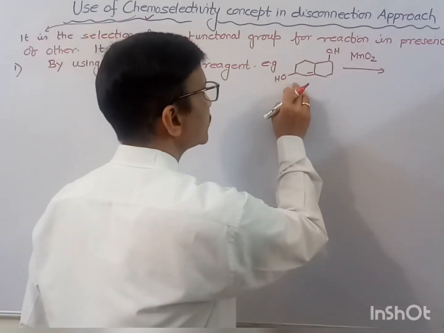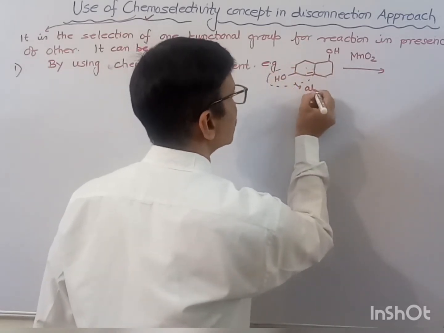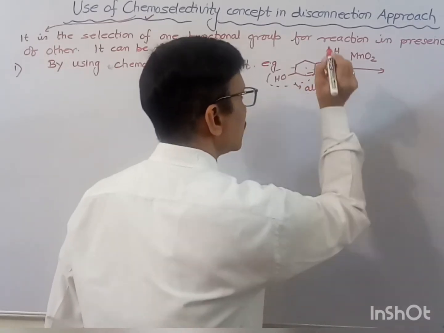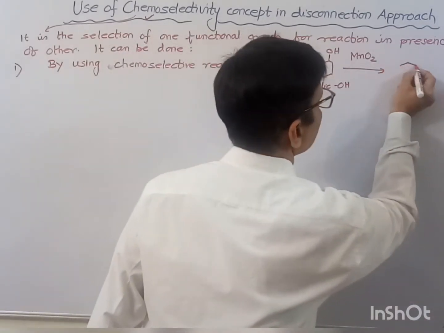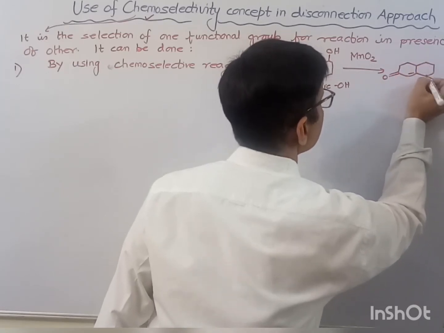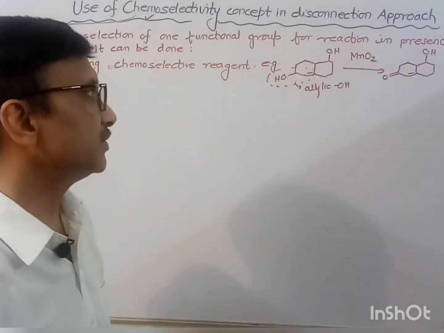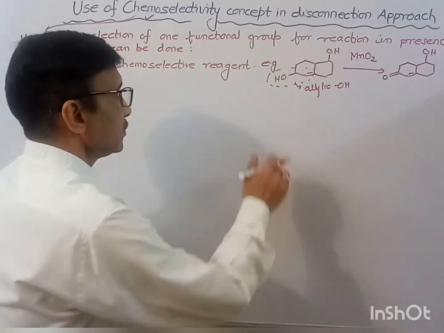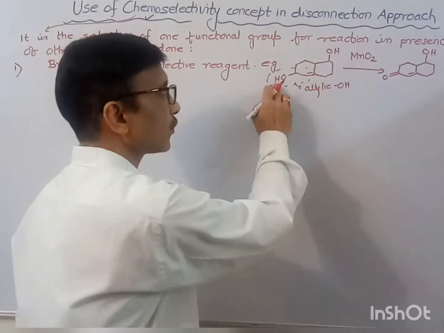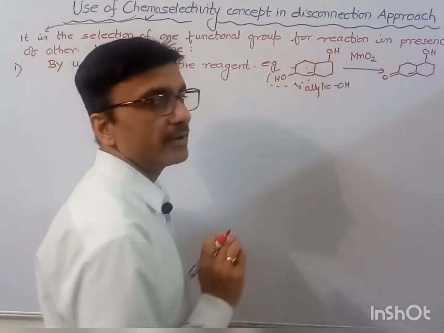And the OH group which is oxidized is the allylic OH. So this is your allylic OH. The allylic OH group would be oxidized into carbonyl group, and this will remain unreacted. So MnO2 is the chemoselective reagent. We have selected only this one for the reaction. This allylic OH is selected for the reaction, and this one remains unreacted.